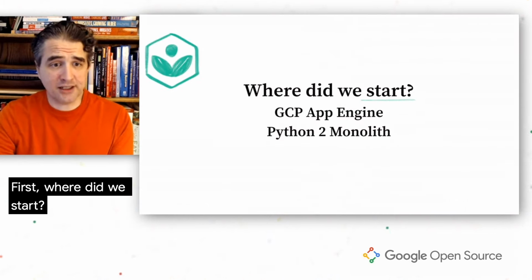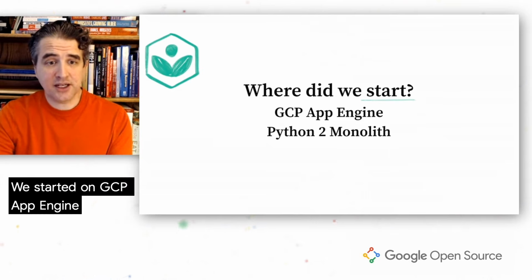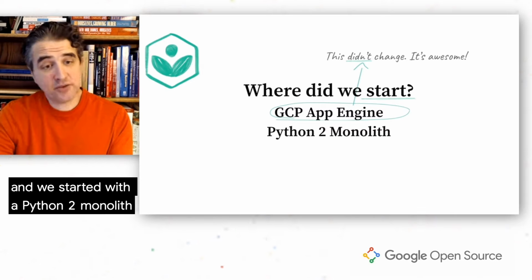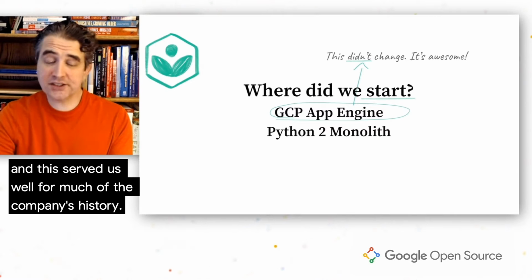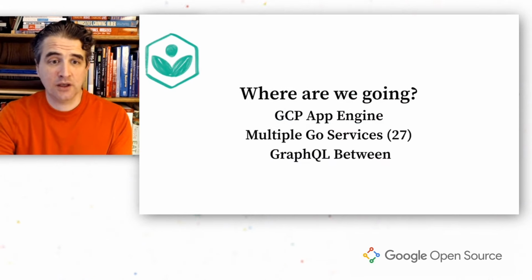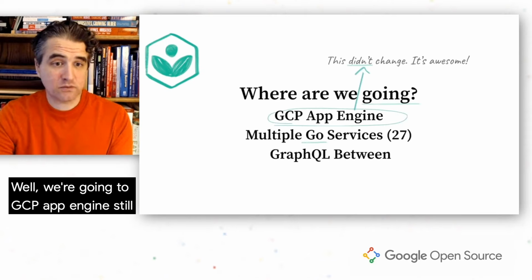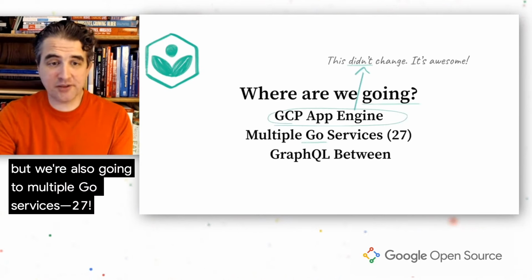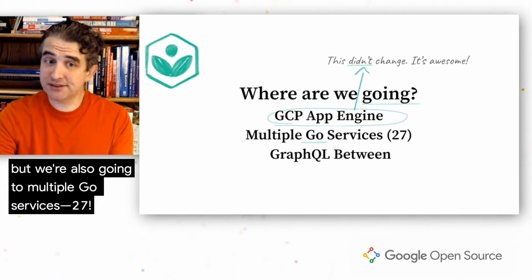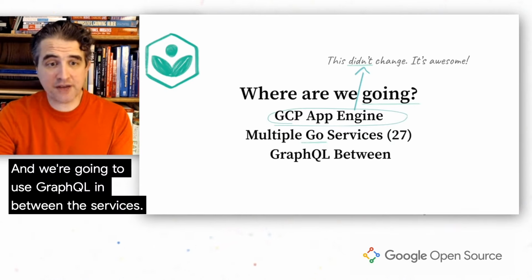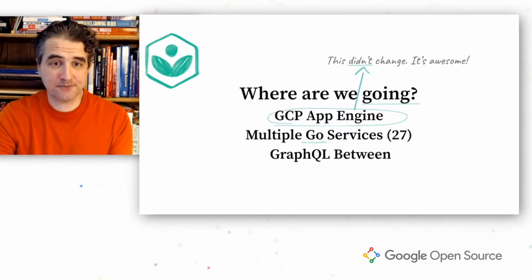First, where did we start? We started on GCP App Engine. And we started with a Python 2 monolith. And this served us well for much of the company's history. Where are we going? Well, we're going to GCP App Engine still. But we're also going to multiple Go services, 27. And we're going to use GraphQL in between the services.